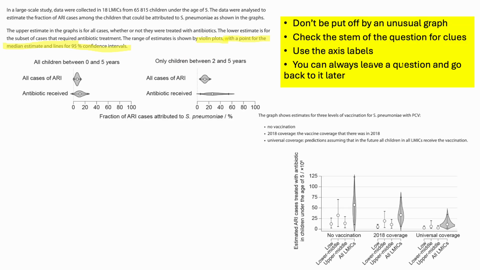This is a question from a few years ago that really threw some of my students, a violin plot. But don't be put off. They've given you a lot of information in the stem, so you can interpret these graphs no problem. It's telling you, oh, this is the median, here's 95% confidence limits, and it tells you that this is the upper and lower estimates.